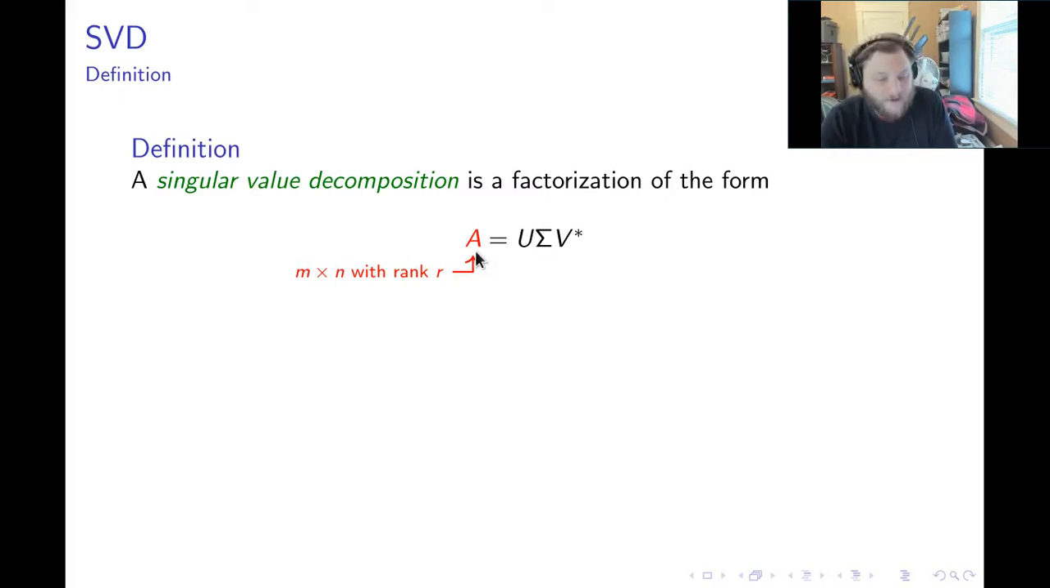So what are we doing? We're taking our matrix A and we're expressing it as U times sigma times V conjugate transpose. U here is an m by r matrix with orthonormal columns, meaning that U star times U equals the identity matrix.